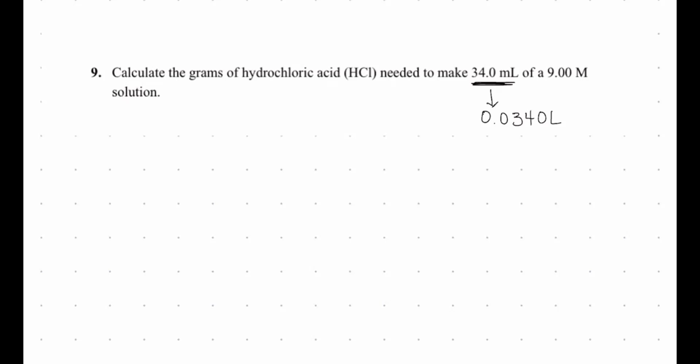So let me do this. Let me check 9 times 0.0340. I got 0.306 moles. And then I'm going to multiply that times the result of taking, what is this? HCl, 1.00794 plus 35.453. There you go. I got the same result. So it should be 11.2. Yes, it should be 11.2.